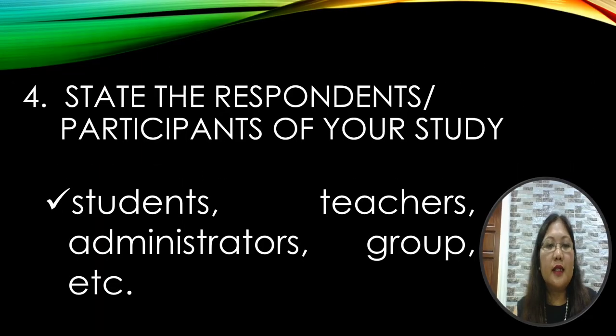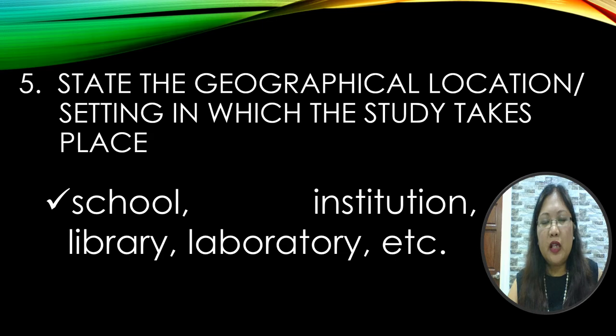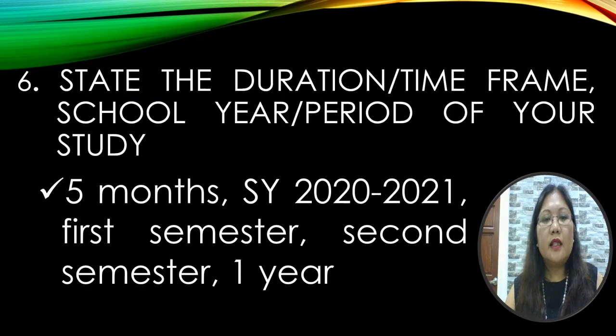Tip number 4, state the respondents or participants of your study. The participants or respondents of your study could be students, teachers, administrators, it can also be a group, and so on. Tip number 5, state the geographical location or setting in which the study takes place. Now, for geographical location or setting, it could be a school, institution, library, laboratory, and so on. Tip number 6, state the duration or time frame or school year or even the period of your study.